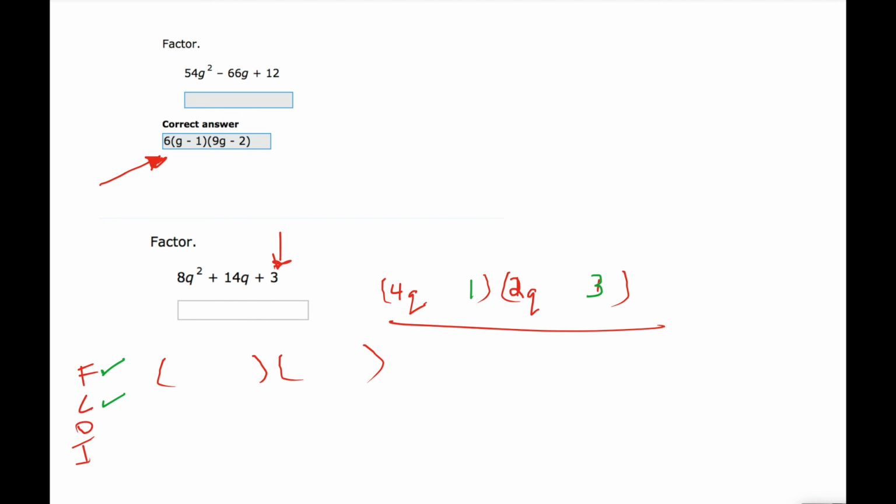Now scissor it. So 12 and 2. Now put your signs in place. But everything's positive. Nice. One more. You did.